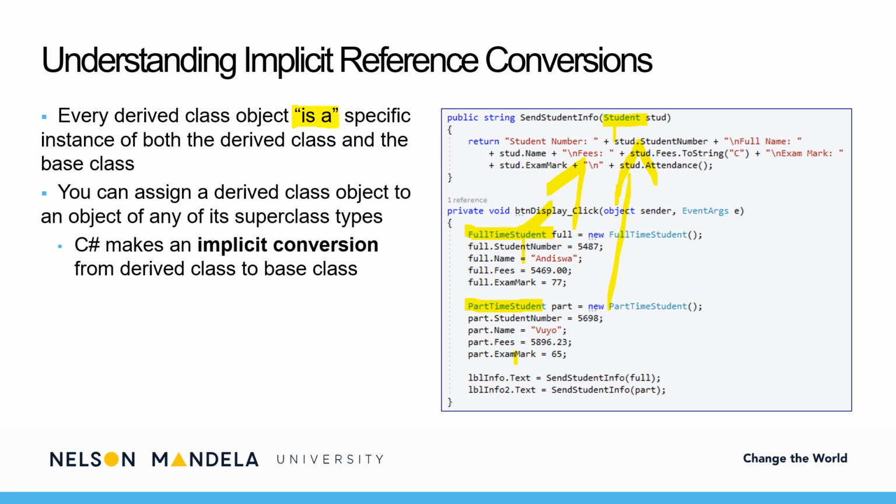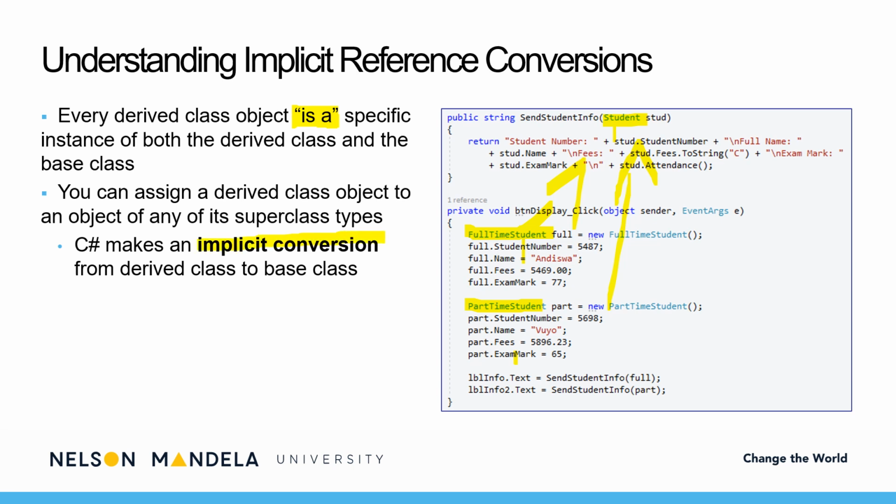So let us just read there. It says every derived class object is a specific instance of both the derived class and the base classes. So this is what that means. And then you can assign a derived class object to an object of any superclass type. That makes what we call implicit inversion. And we're going to see what that means.